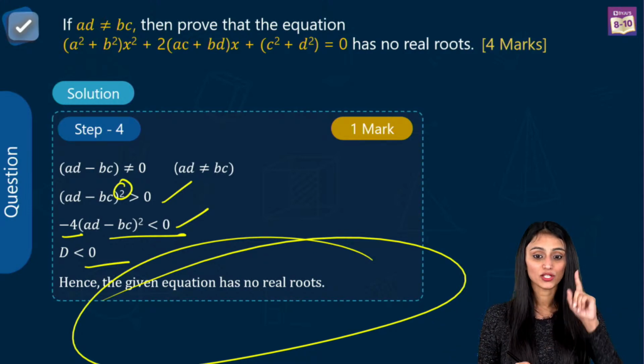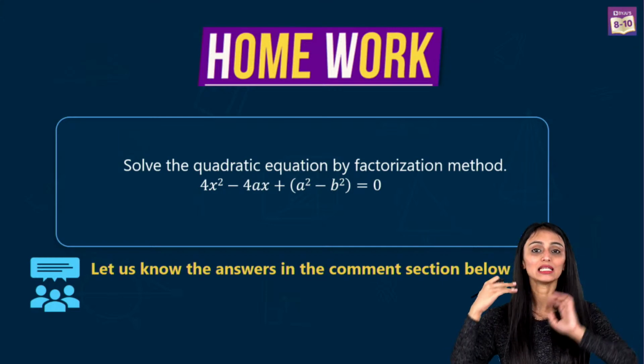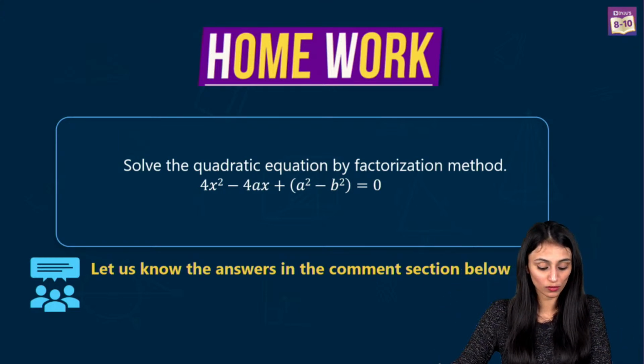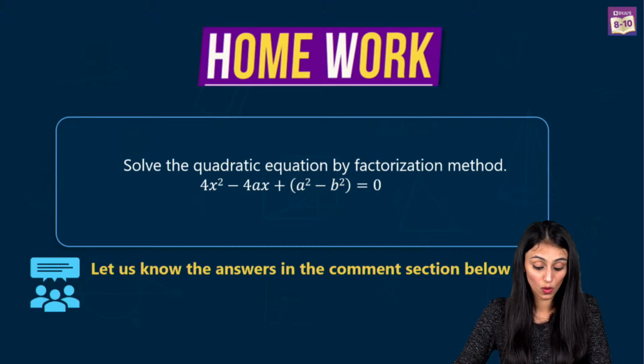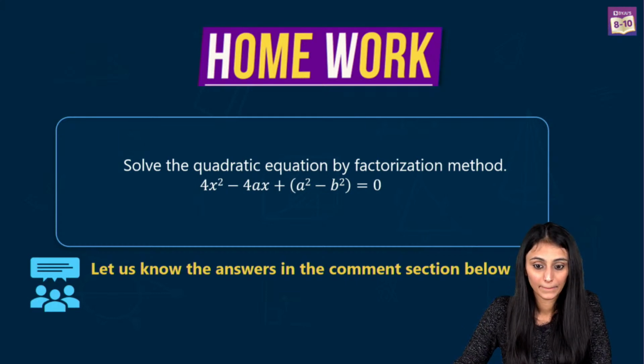So this was the last question of today's session. Now time for the homework question. So quickly take a screenshot or you can note it down. Solve the quadratic equation by factorization method. 4x square minus 4x plus a square minus b square equals to 0. Trust me, these kind of questions do come in the exam. That too in 4 marks.